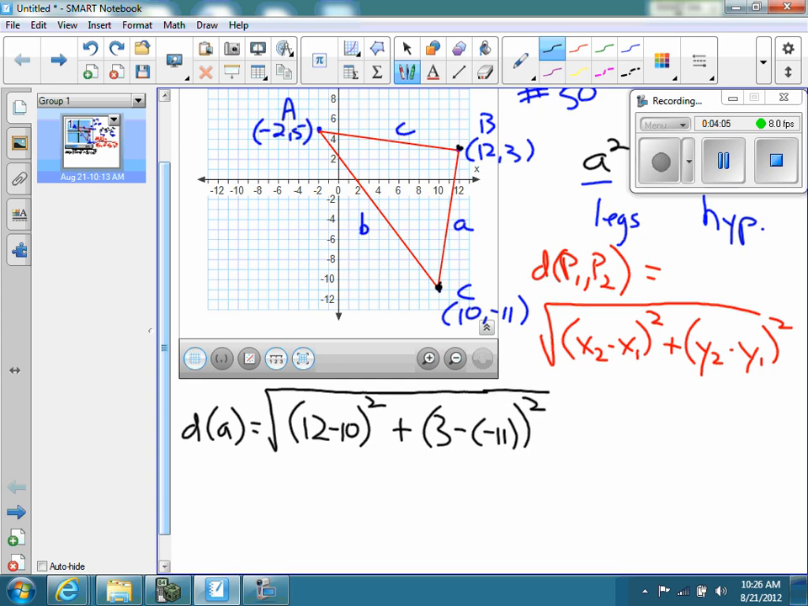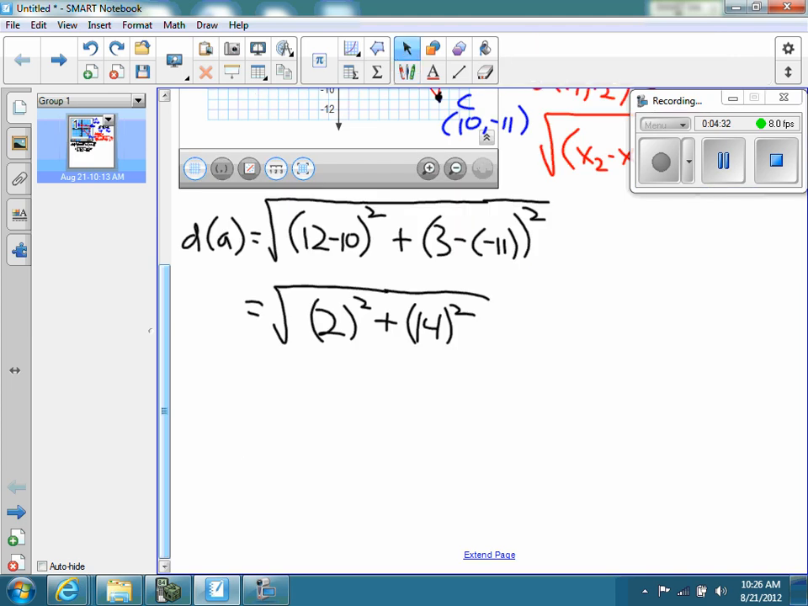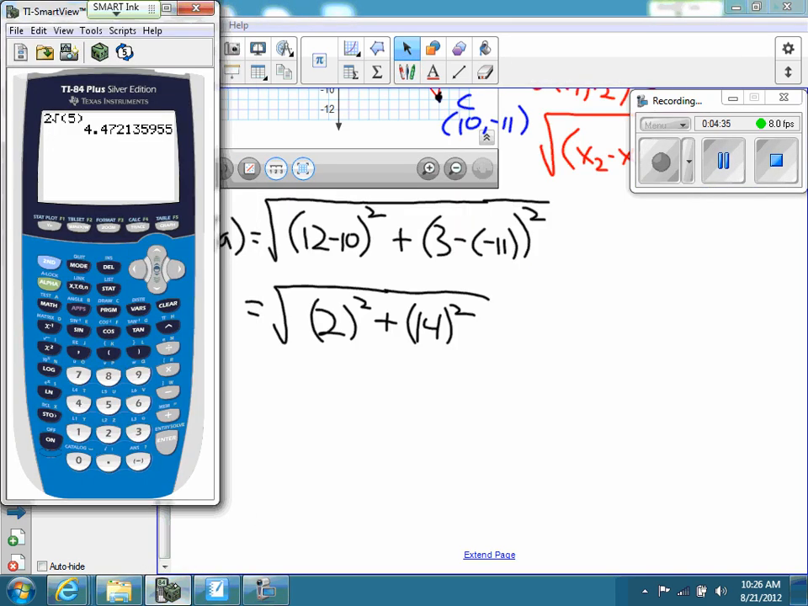Once I figure that out, that's going to be the length of side A. So that's equal to the square root of 2 squared plus, well, it's 3 minus -11, so that's 14 squared. I know my squares up until 12, but I don't know what 14 squared is, so I'm going to pull up my calculator. 14 squared is 196.